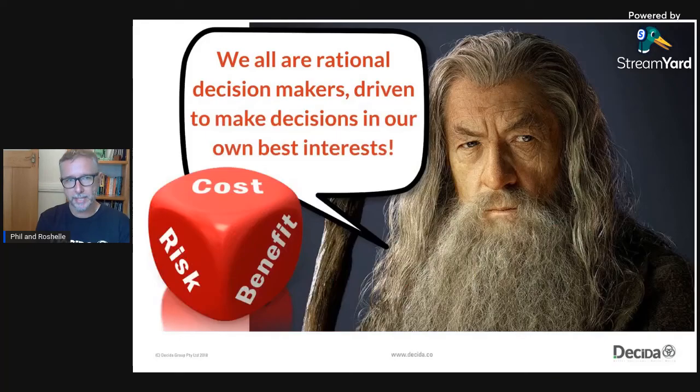Well, remember back in the 60s and 70s, economics was based on an idea that really came from France in the 1600s, which was that we're all rational decision makers, that we're all making decisions in our best interest. We're making these cost, risk, benefit decisions for our benefit. And this kind of makes sense, right?